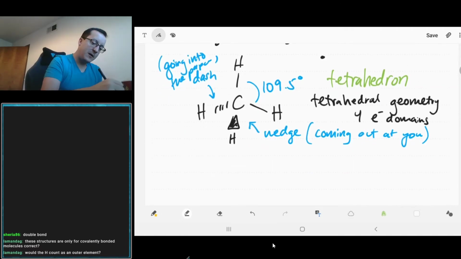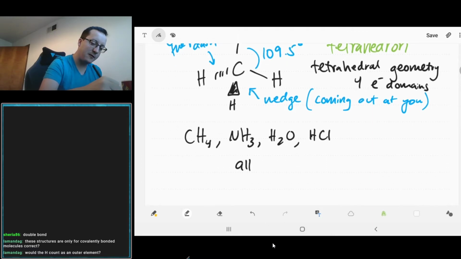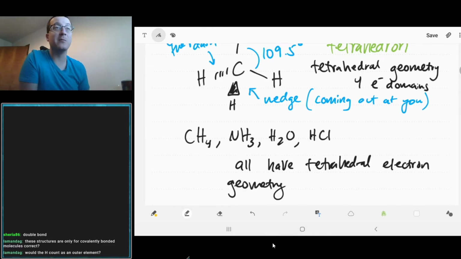So all of those ones we did before, these guys all have tetrahedral electron geometry. We're going to see, in fact, tetrahedron is going to be the most common way to do things, because 4 bonds is typically how you're going to make 4 or 8 electrons. So we're going to see that tetrahedral is going to be the most common one.